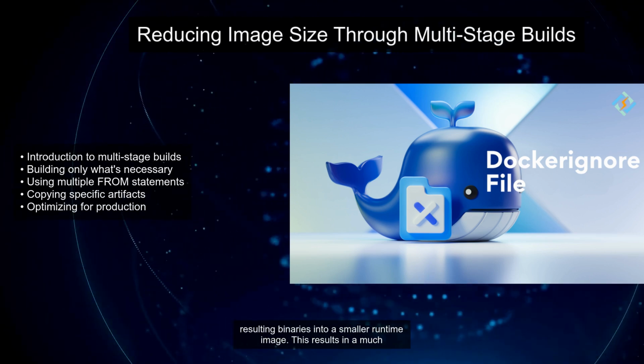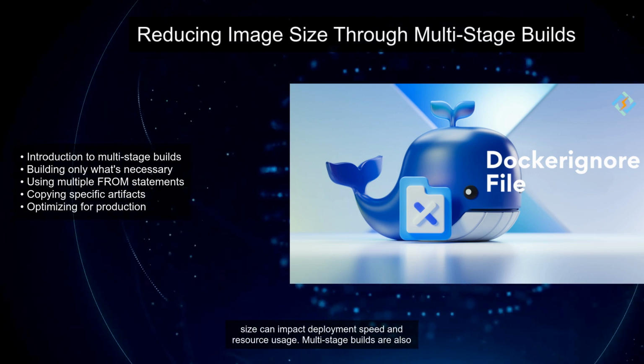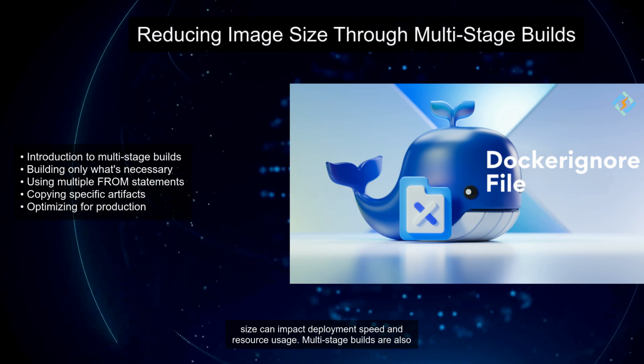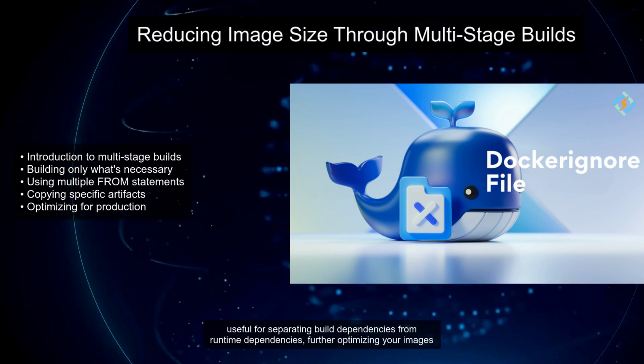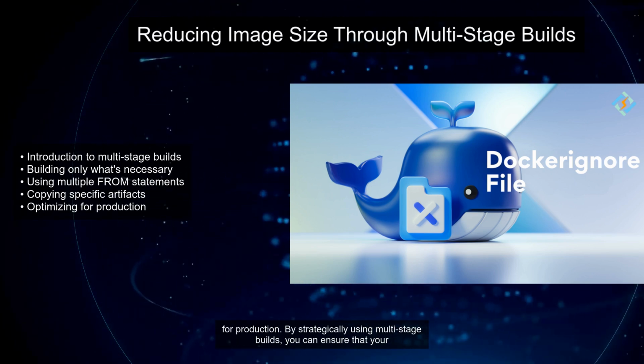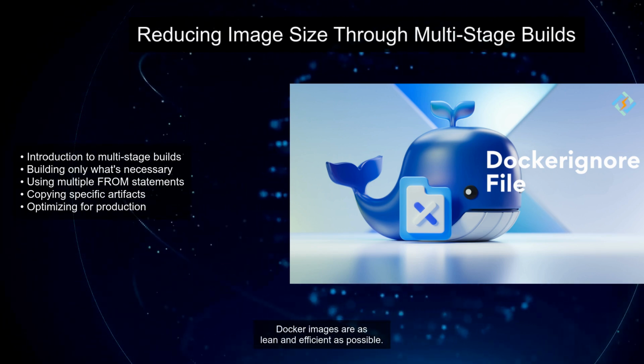This results in a much smaller final image, which is particularly important for production environments where image size can impact deployment speed and resource usage. Multi-stage builds are also useful for separating build dependencies from runtime dependencies, further optimizing your images for production. By strategically using multi-stage builds, you can ensure that your Docker images are as lean and efficient as possible.